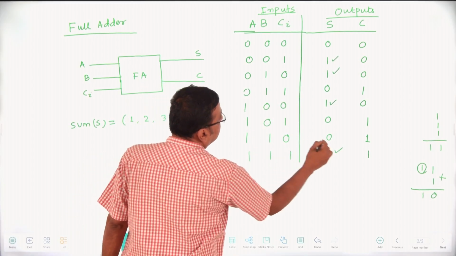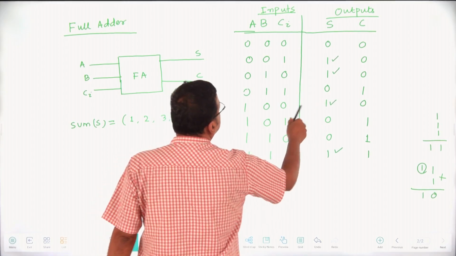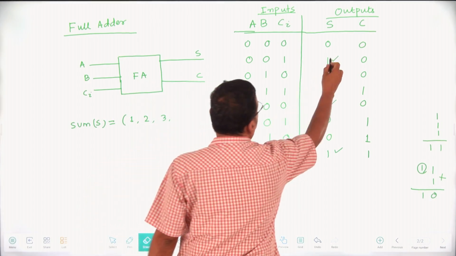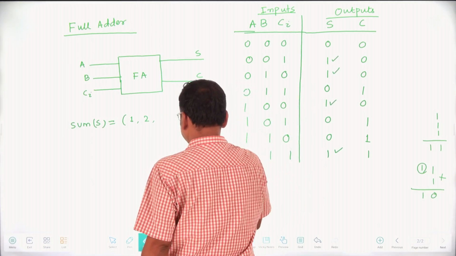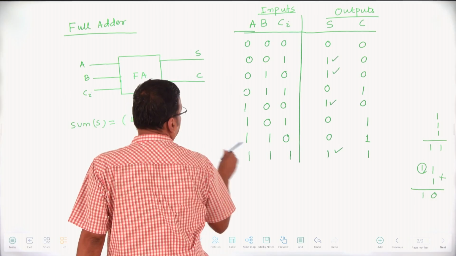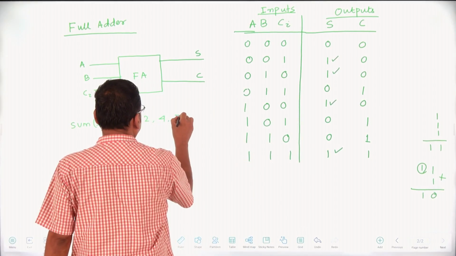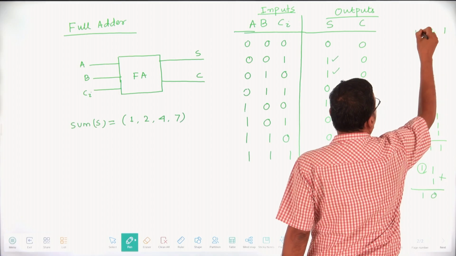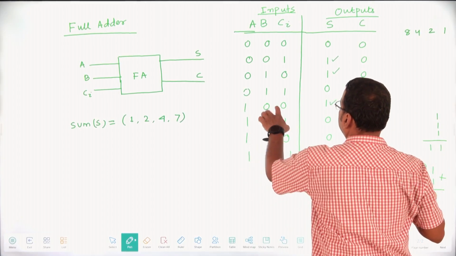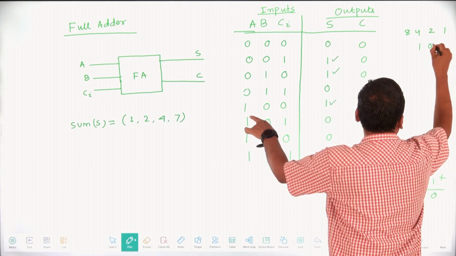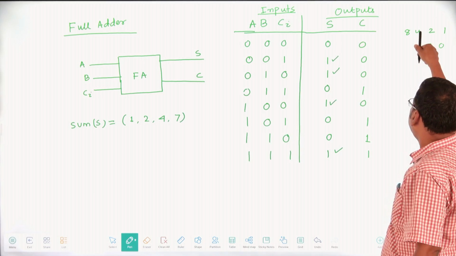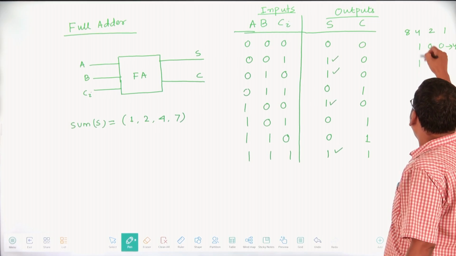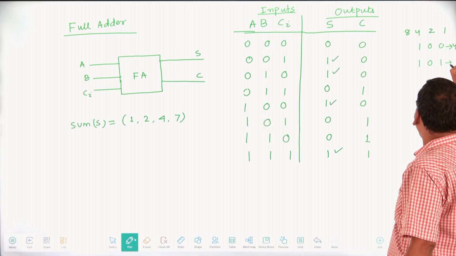And here, this is your 4. And here 1, 1, 1, that is your 7. So you may calculate, that is 1, 2, 4, 8. If you check 1, 0, 0, the decimal will be how much? This 1 means this is 4. If you say 1, 0, 1, this will be 4 and this will be 1. 4 plus 1 is nothing but 5.